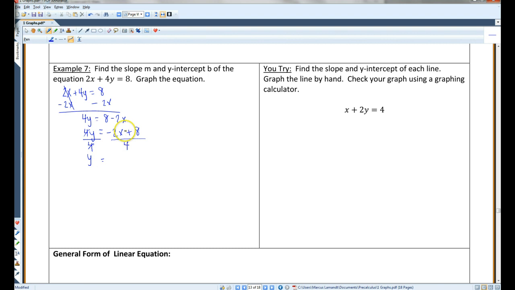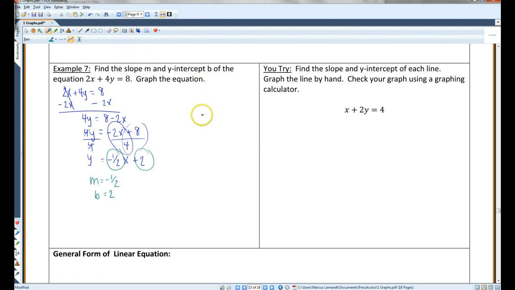This cancels out. Negative 2 over 4 reduces to negative 1/2. 8 divided by 4 is 2. There we go. So that's my m, that's my b. M equals negative 1/2, b equals 2.